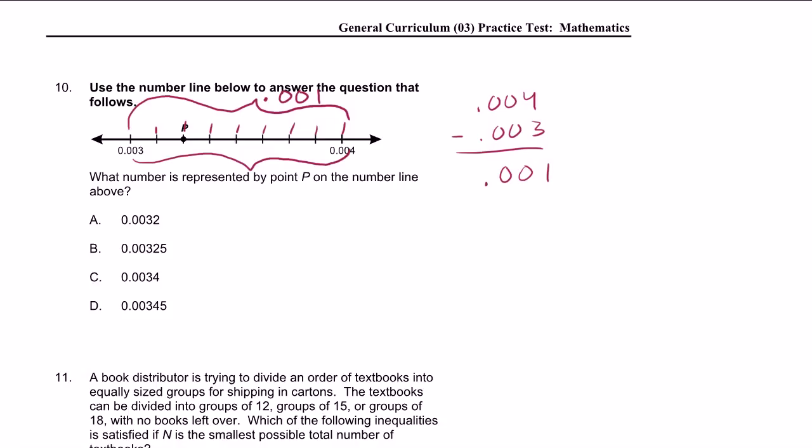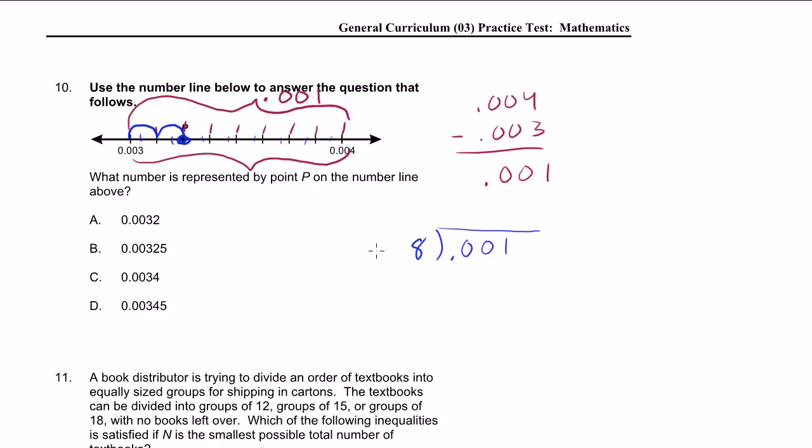Right? Let me do that in another color. We have 1, 2, 3, 4, 5, 6, 7, 8. Don't want to make it any dirtier. So each of those are 1/8 of 0.001, or you could say 0.001 divided by 8 is how much each of these increments are. And the point in question is exactly 2 increments past 0.003. So let's figure out how far each increment is. It's 0.001, which is this entire distance, divided by 8.